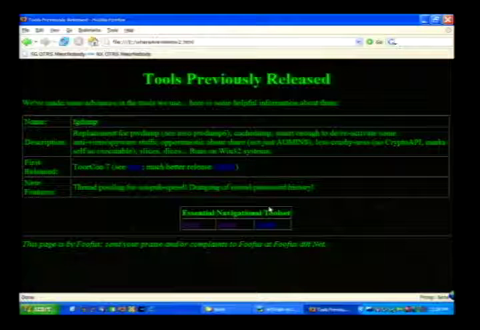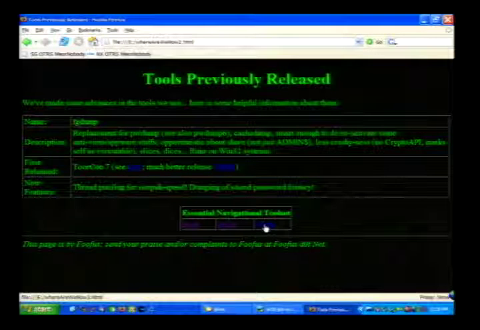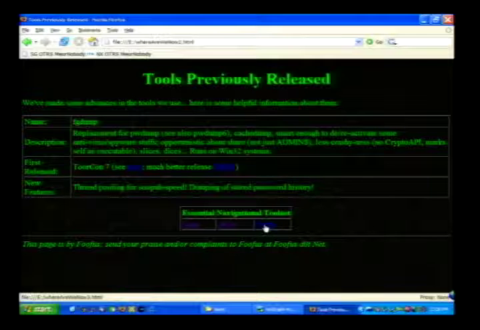So it was initially released at ToorCon 7. There was a much better release around Christmas time, right? Yeah. So it's very nice. It's sort of a Swiss Army knife password dumping tool as it gets cached passwords and password history and stuff like that. Very fun.